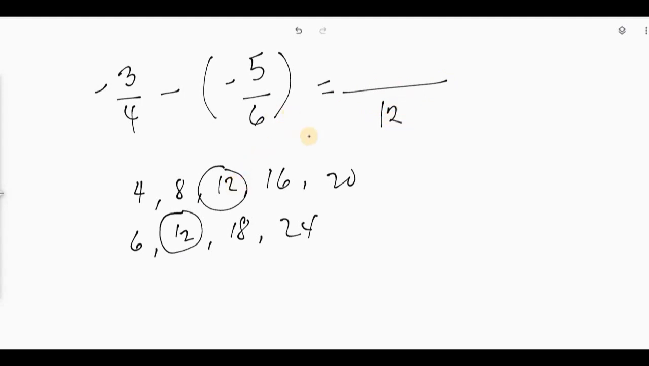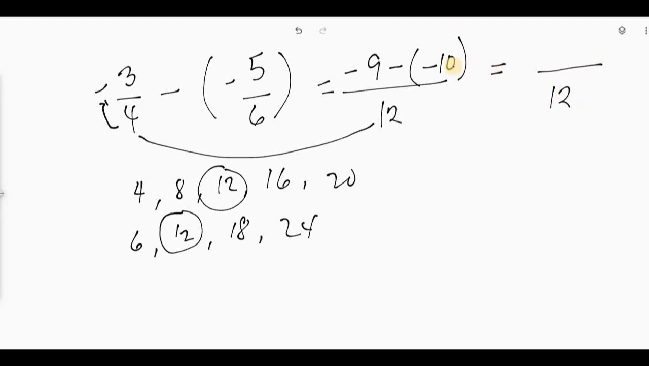Okay, next. Gagawin natin 12 divided by 4 is 3. Times negative 3, we have negative 9. Minus 12 divided by 6 is 2. Times negative 5, we have negative 10. Okay? So, denominator natin ay 12.